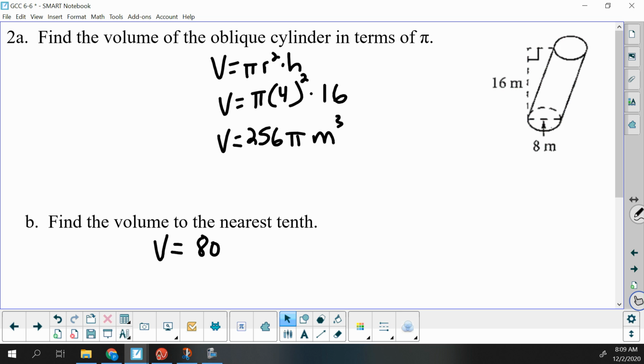So we should get 804.247. The 4 is less than 5, so we'll keep the 2 the same. So we get 804.2 meters cubed.